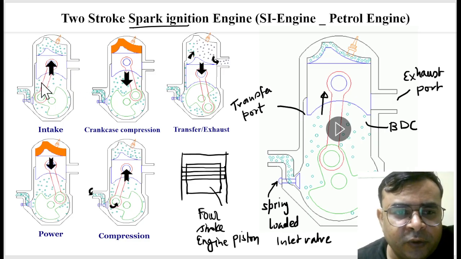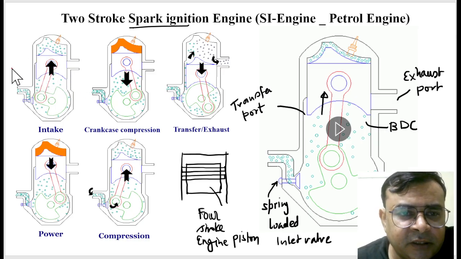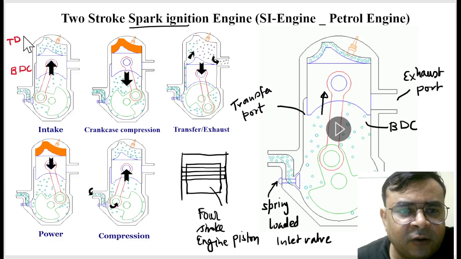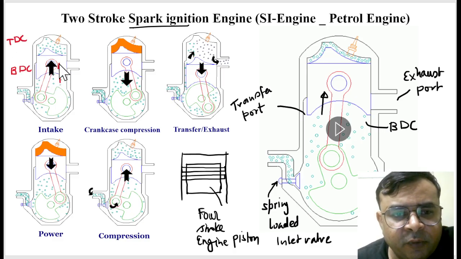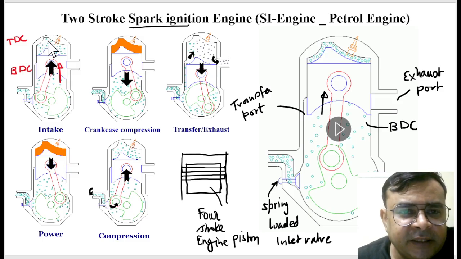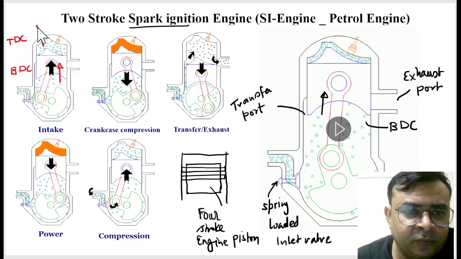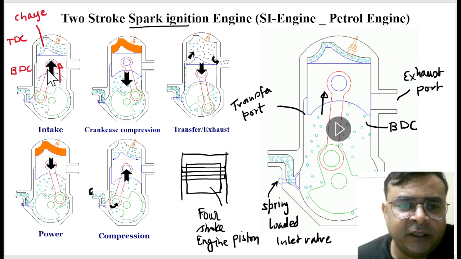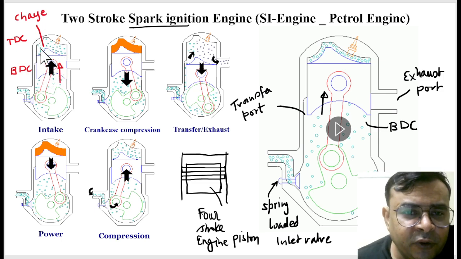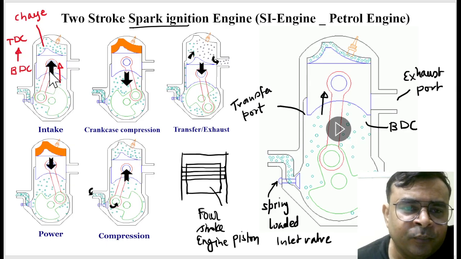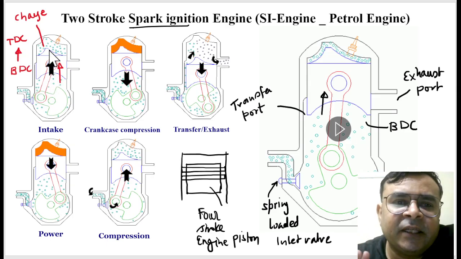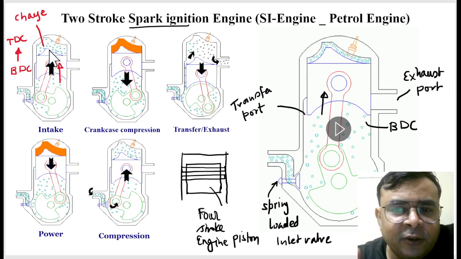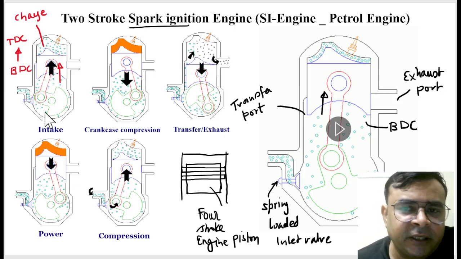Okay. So you can see here your piston is approaching from BDC to TDC. Yes or no? Your piston is moving up. So already you can see here we have a charge. This is a charge. Why am I telling you this is a charge? Because this is a mixture of air and fuel. So when your piston is moving from BDC to TDC, two processes are simultaneously going on. Is it right?